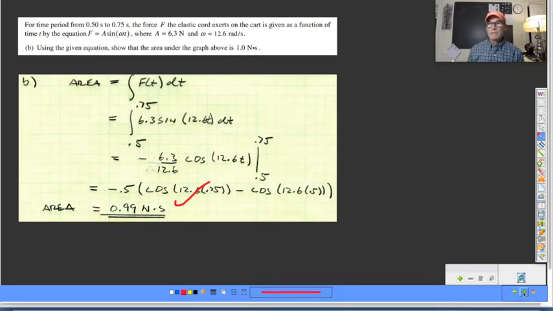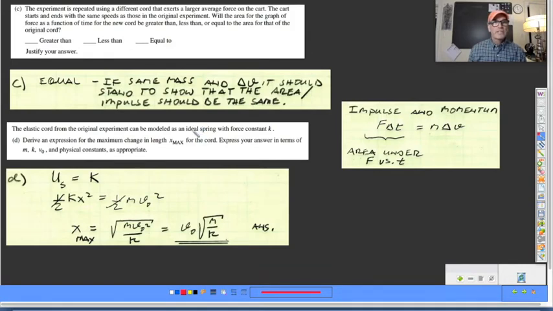Moving right along. The experiment is repeated using a different cord that exerts a larger average force on the cart. The cart starts and ends with the same speeds as those in the original experiment. Okay, I'm having a hard time following this description, but I believe we can answer this owing to the fact that the mass of the cart isn't going to change, and neither is the change in velocity. So if m and delta v don't change, then the area under the graph is not going to change. So we're going to say equal.